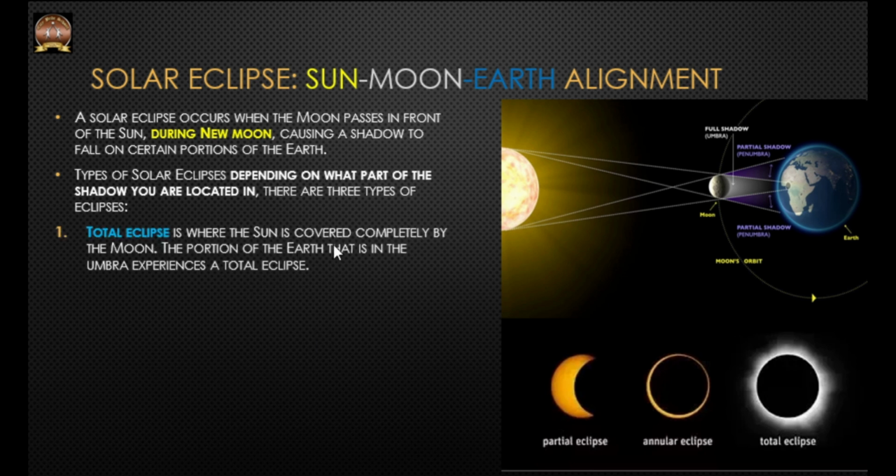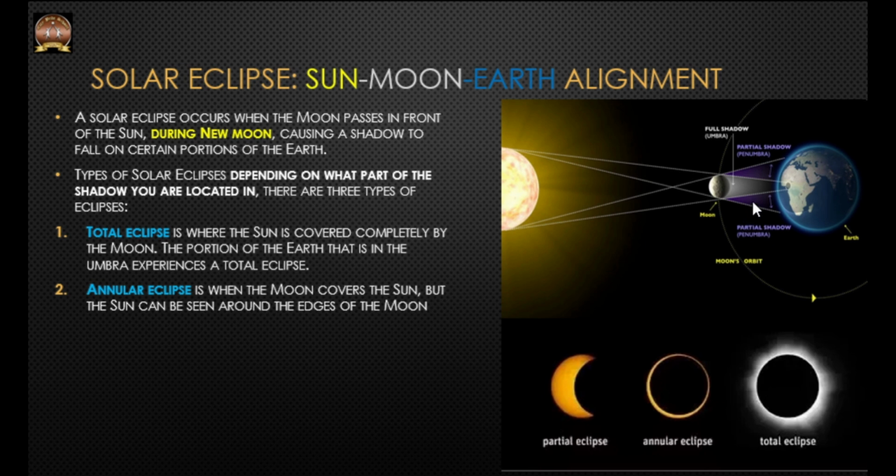A total eclipse is where the sun is covered completely by the moon. The portion of the earth that is in the umbra region of the moon's shadow would experience a total solar eclipse. An annular eclipse happens when the moon covers the sun, but the sun can be seen around the edges of the moon. This happens when the sun, moon, and earth are aligned, but because of the moon's orbit, the moon is quite far away from the earth.